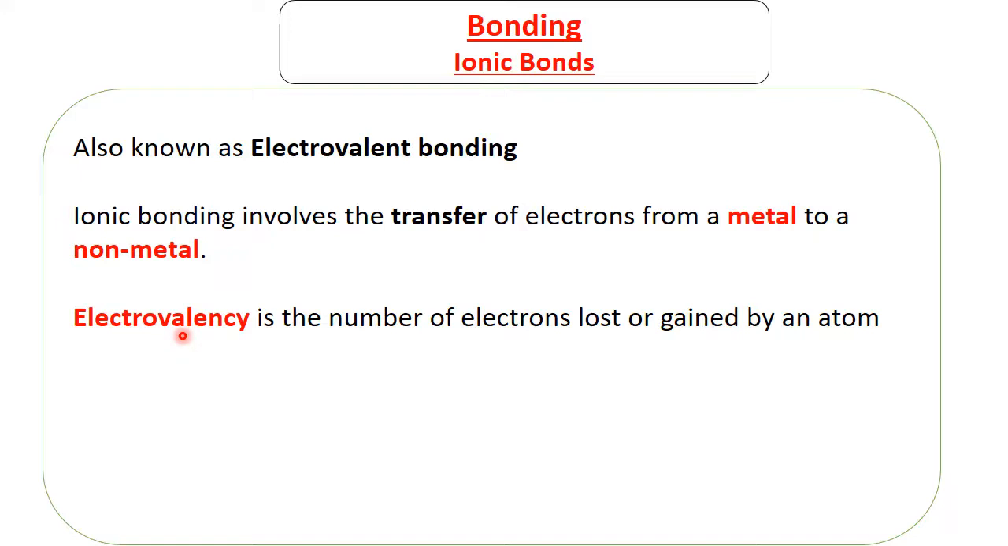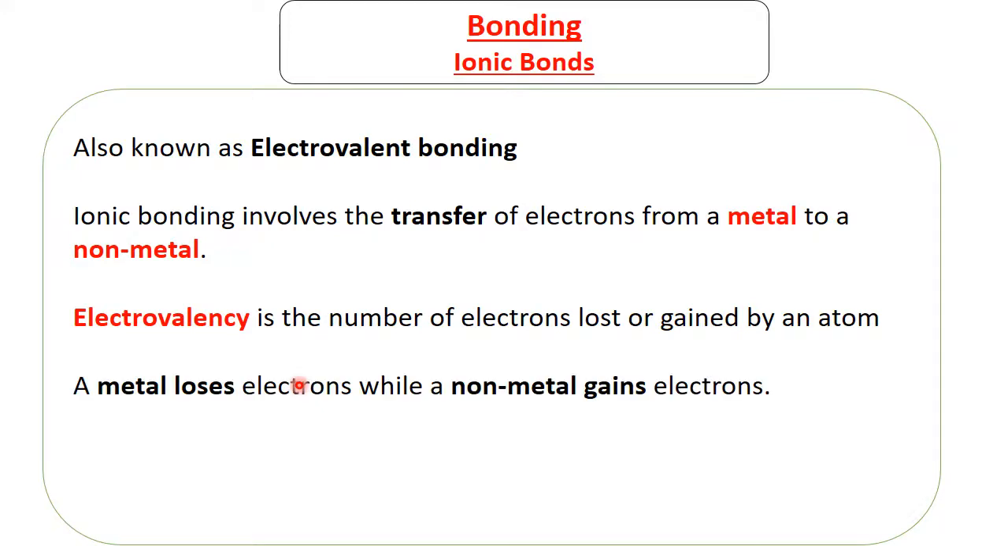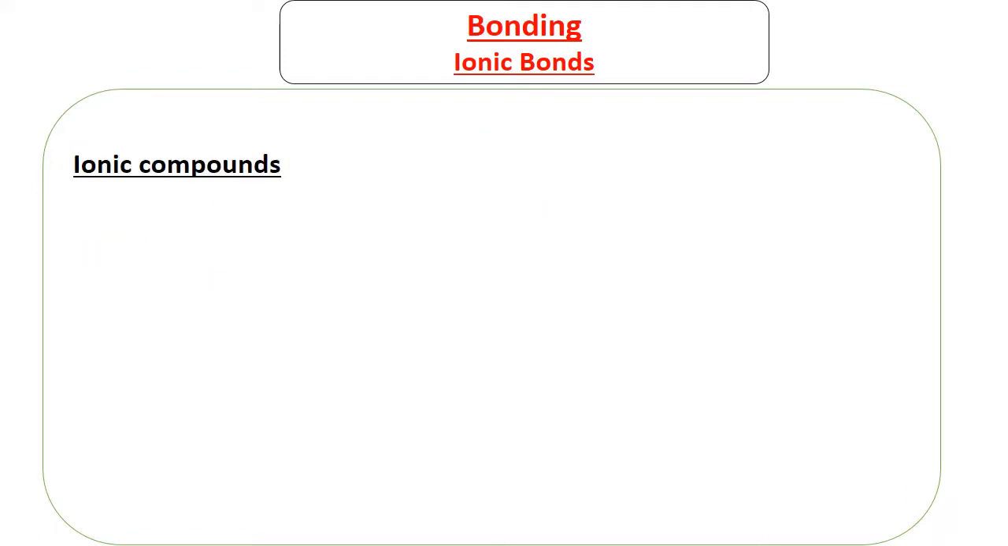One of the key words that you might come across as you venture in your studies is electrovalency. Electrovalency is the number of electrons lost or gained by an atom. So if an atom loses 5 electrons, then its electrovalence is 5. If an atom gains 3 electrons, then its electrovalence is 3. Just to emphasize the point, metals lose electrons and non-metals gain electrons.